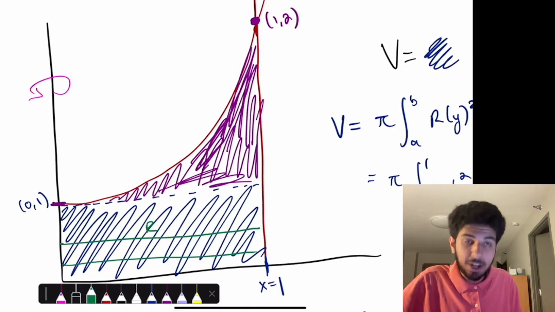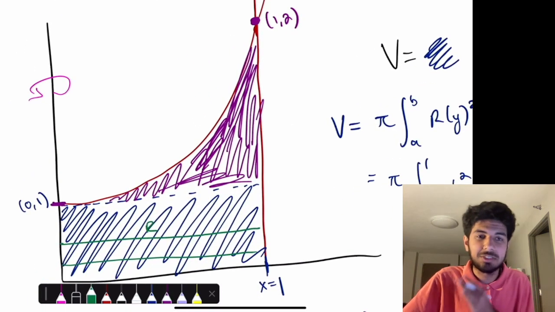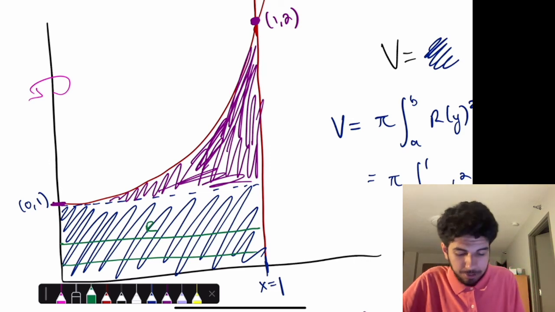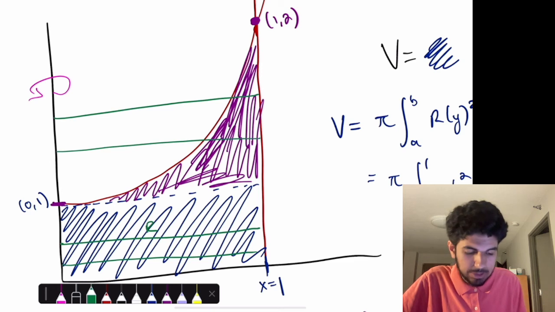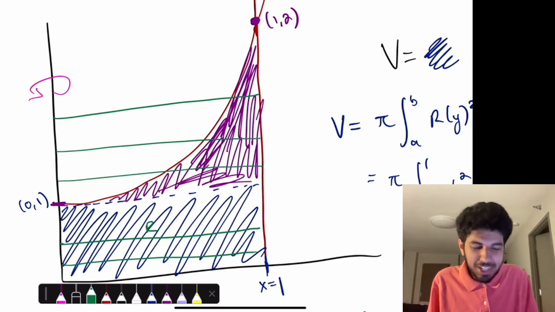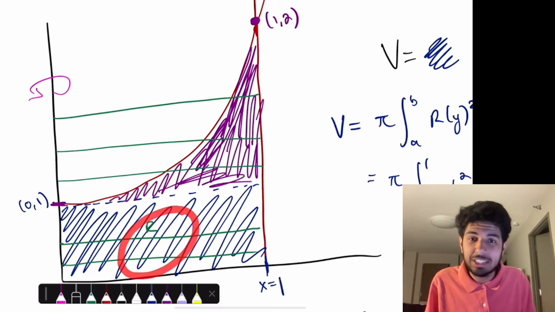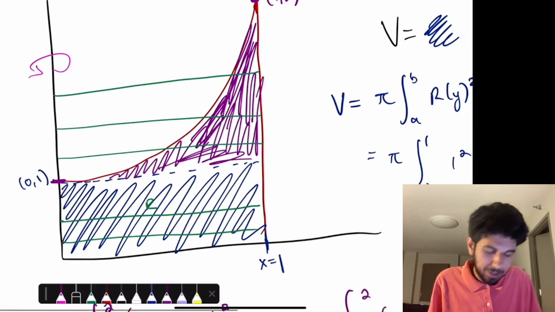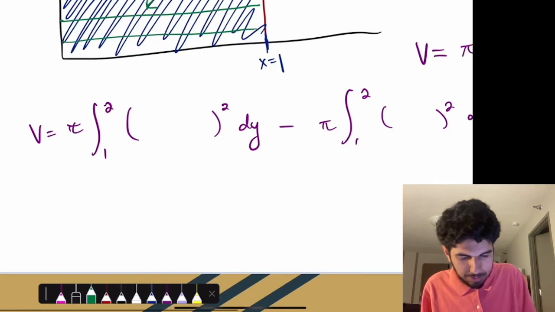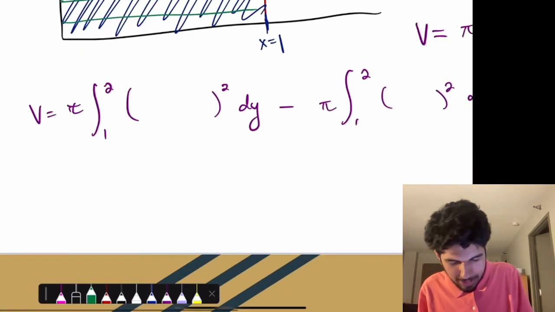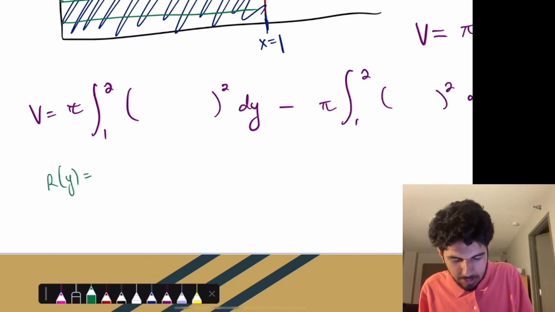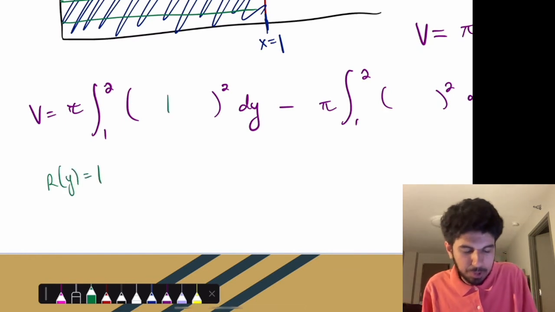Let's calculate big R. So that's the distance from the axis of rotation to the outer function. So that would be something like this, or something like that, or something like that. Hey, that's the same radius as what we had in the bottom part down here, which is simply equal to 1. So capital R of y is equal to 1. So let's just put a 1 in there.